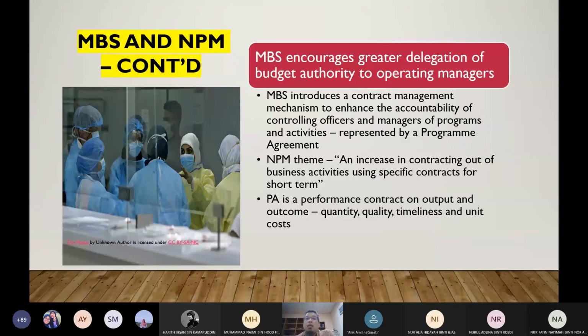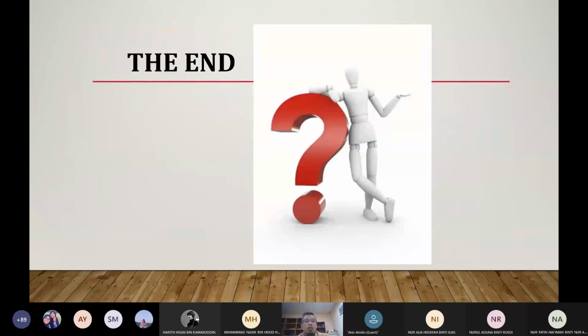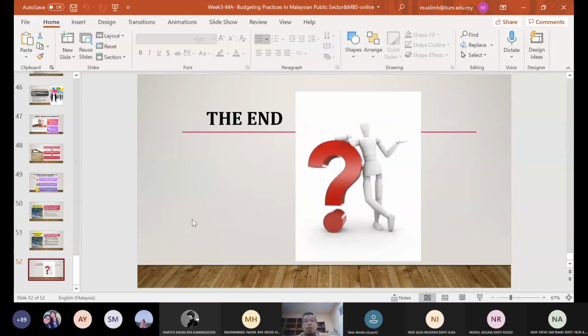Right. I think that's about it. Any question? I think with regards to this outcome-based budgeting, all right? Okay, any question?